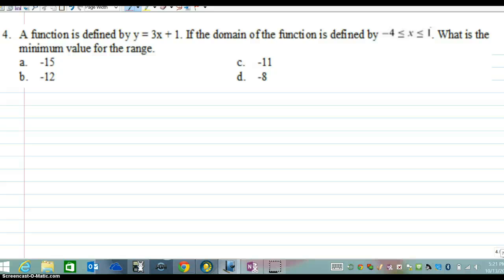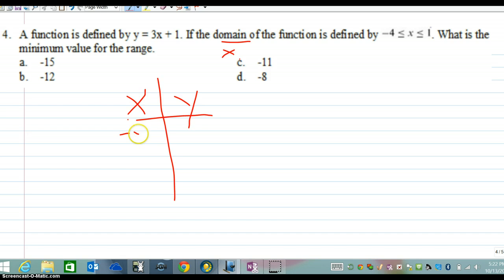A function is defined by y equals 3x plus 1. If the domain of the function is defined by -4 to 1, what is the minimum value for the range? So in this one, guys, what you need to do is make yourself a table right away. You're going to have x and y. I'm given the domain, which means these are the x values. I'm looking at the domain from -4 to 1, so I'm going to say -4, -3, -2, -1, 0, and 1.